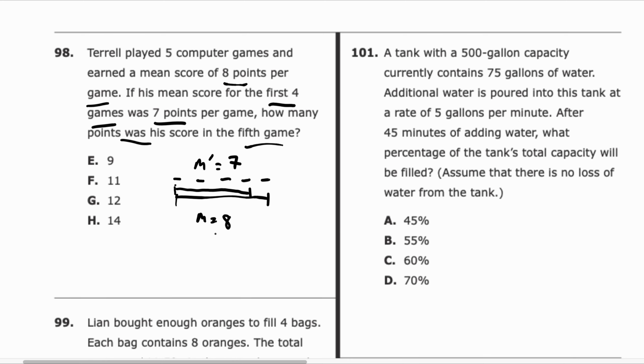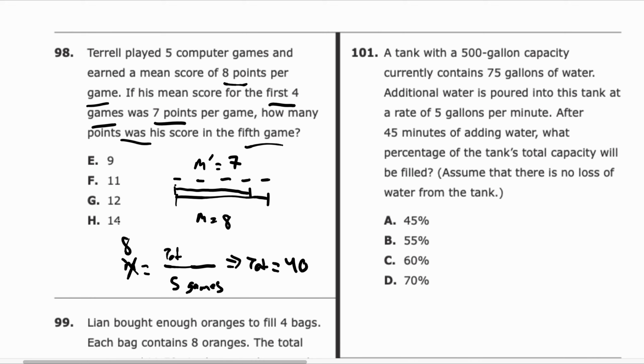So we know that the M is just the total score over the 5 games that he played, right? Because it's the total sum or the total score over the number of games. And so furthermore, we know the M is just 8, right? So therefore, the total score across the games is just 40.